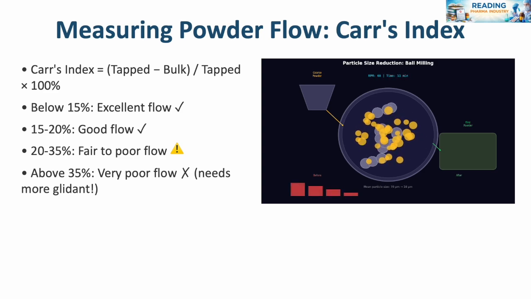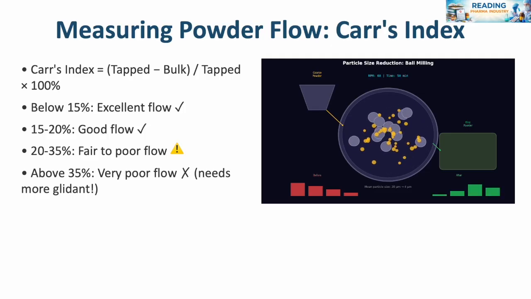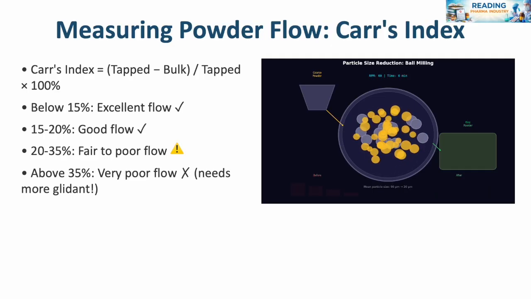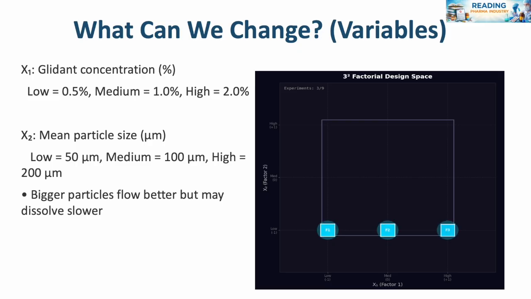And the more difference from the bulk density, the more the particles are filling the voids, and that affects the flowability, the index which indicates how well the particles flow. The question is, what variables can we change?